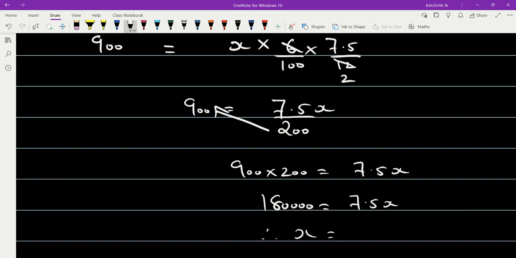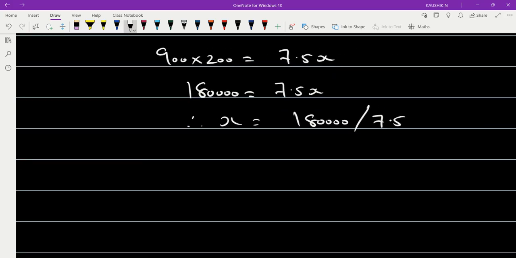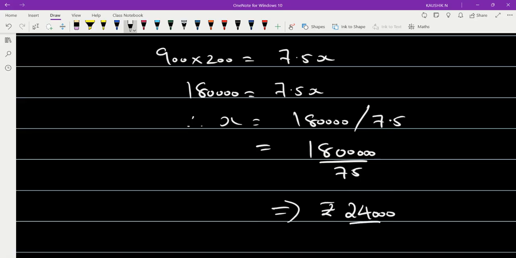Therefore, x is equal to 1,80,000 divided by 7.5. You know very well it is a division by decimals, which is not that easy. Break the decimal by multiplying the numerator and denominator with 10. So 1,80,000 will become 18 lakhs divided by 75, right? Am I right? Correct? Now you tell me what amount you get when you divide this. 24. So your drawings amount was rupees 24,000.